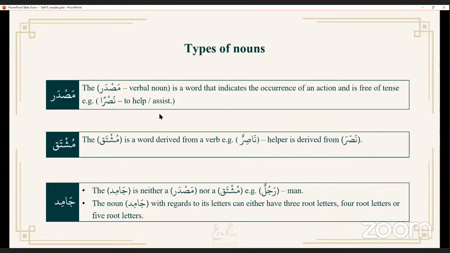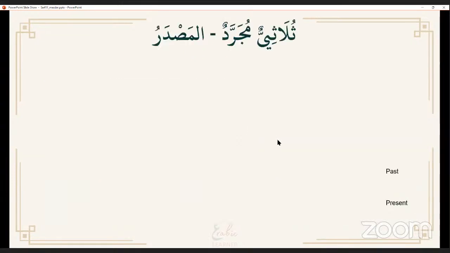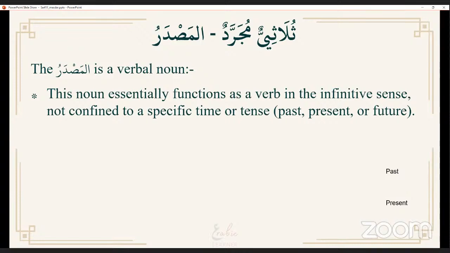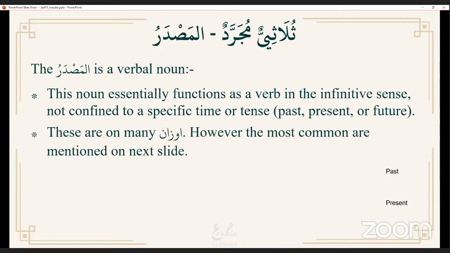Now masdar. What is masdar? Brothers and sisters, masdar is a verbal noun. This is an ism in which there is no tense: past, present, future. There is no tense. So this is masdar. Now it has several awzan. It comes on several wazans.